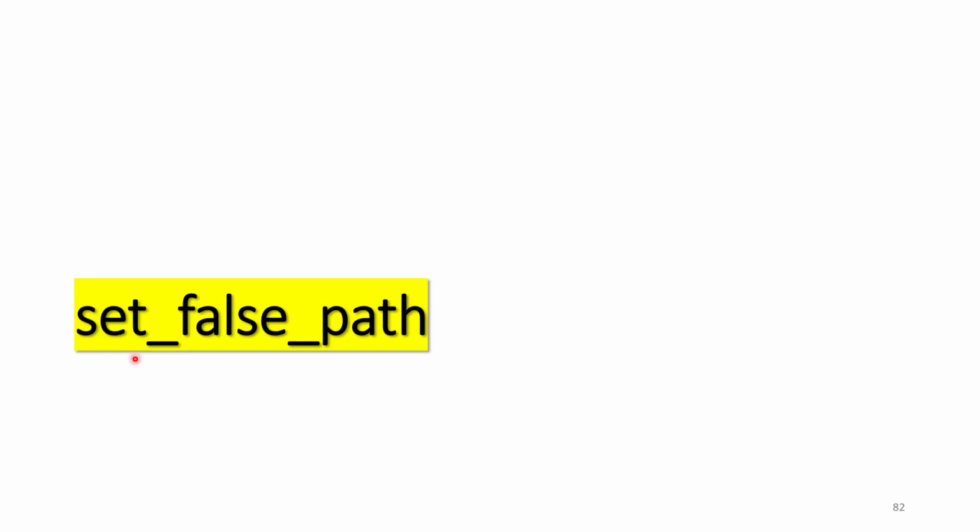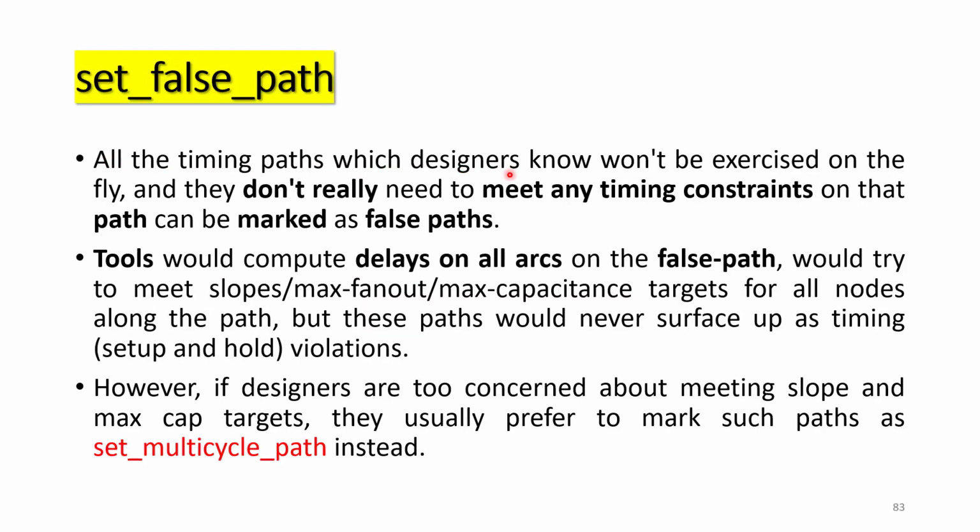Let us try to understand what is meant by set false path. This is one of the Synopsys Design Constraints, used to set a false path. All the timing paths which designers know won't be exercised on the fly, and don't really need to meet any timing constraints, can be marked as false paths.